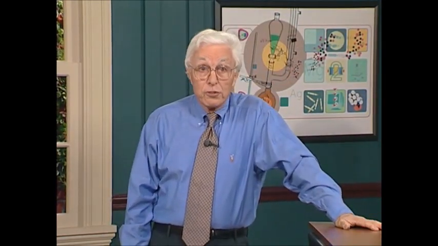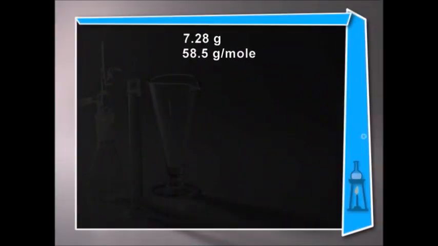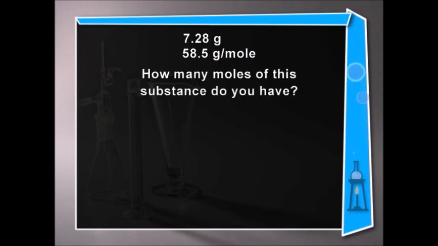They really don't understand what the numbers truly represent. Very often in a chemistry class, when you're working on something like the mole, you'll present the class with a problem. The problem might be something like, you have 7.28 grams of something, and it weighs 58.5 grams per mole. And then you ask a student, how many moles of the substance do you have? And some students have trouble with that.